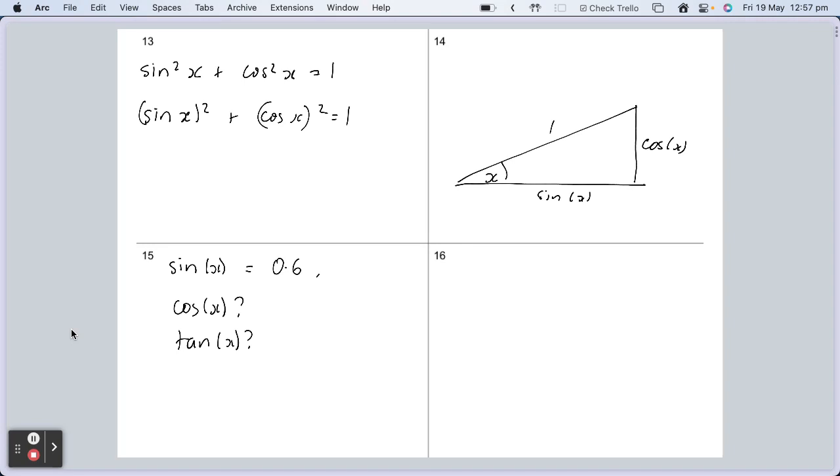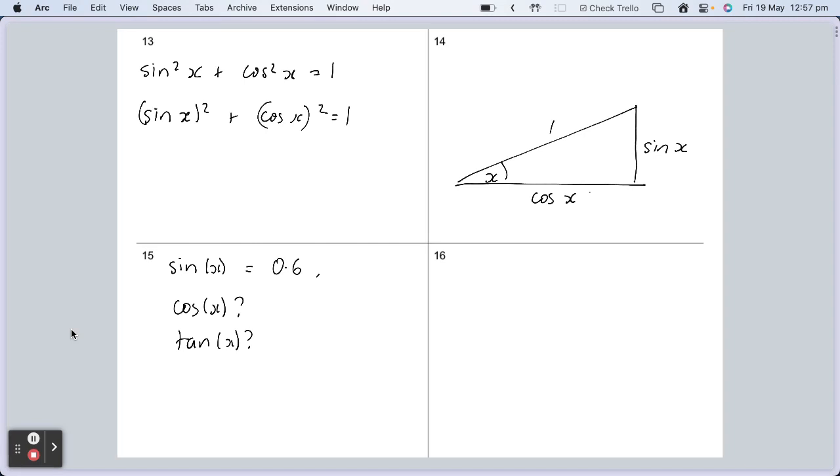We know from our coordinates that if I've got a hypotenuse of length 1, then the opposite side is sine x, and the adjacent side is cos x. Yeah? That's just basically how we defined it, right? The horizontal distance is cos x, and the vertical distance is sine x.